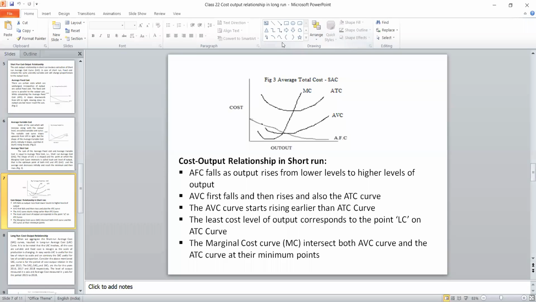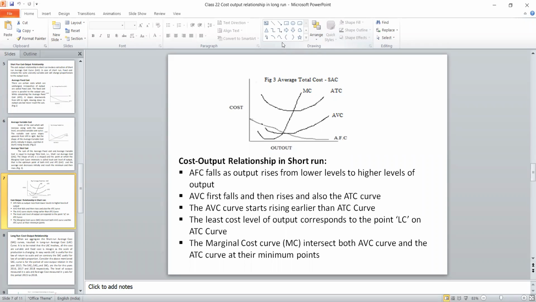The second one is AVC first falls and then rises. Am I right? It is coming down and then it is going up. Not only AVC but also the ATC curve. ATC curves also will come down and then it will start moving up.